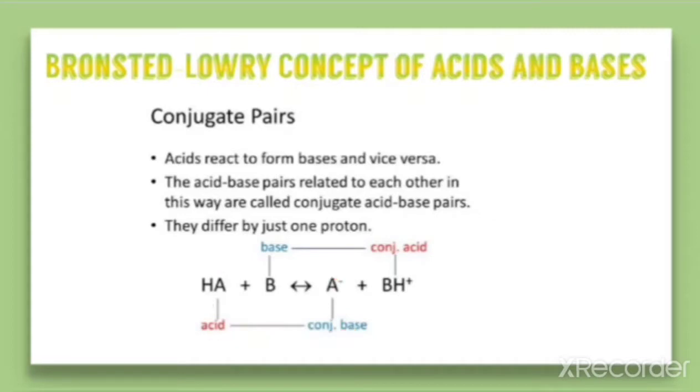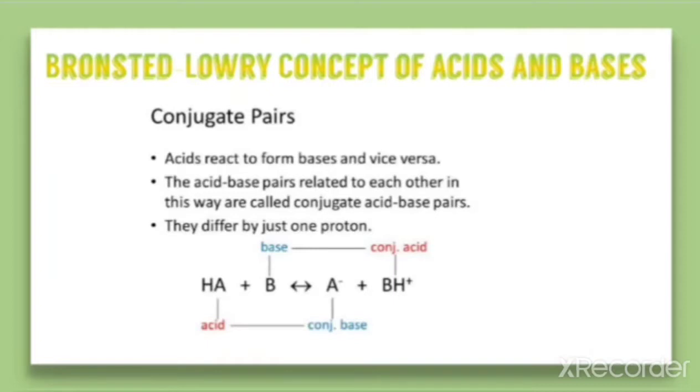When you look at the second case, B is accepting the H positive to form BH positive. This combination, the acid base pair in which the two differ by one H positive, is also called a conjugate acid base pair.